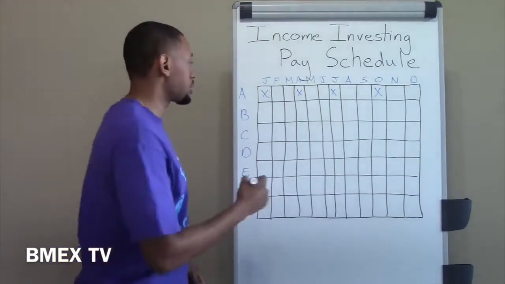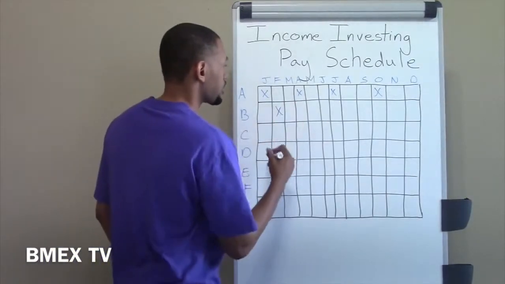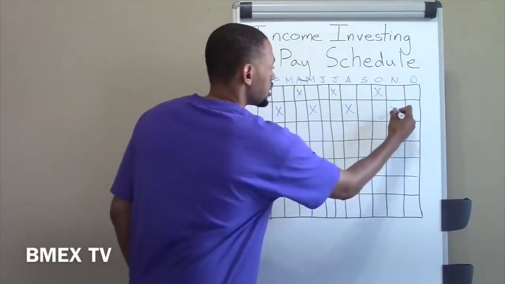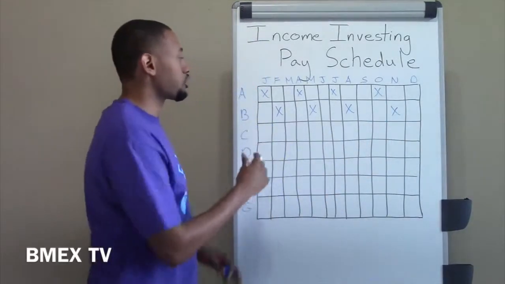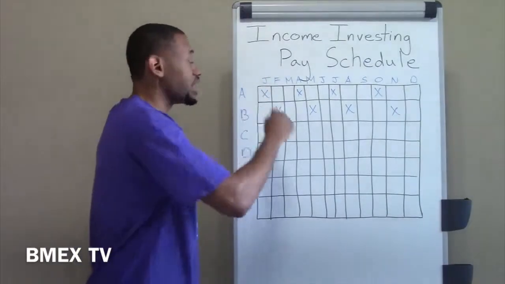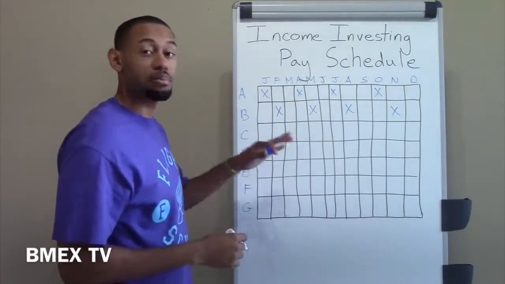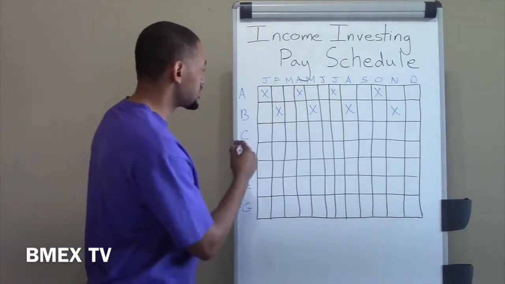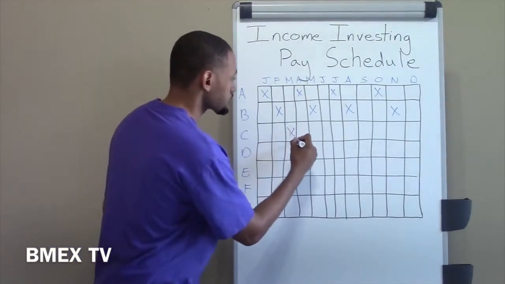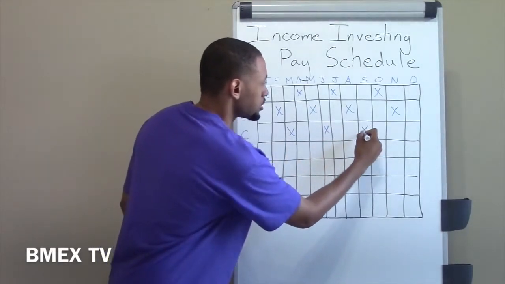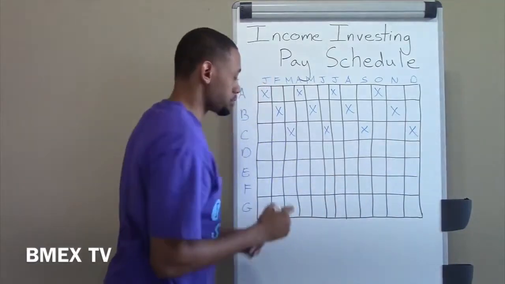Let's say that stock B pays out in February, May, August, and November. Now you already see the pattern here. One stock paid out, then the very next month another stock paid out a dividend. Now let's go to C. Let's say C pays out in March. Then we skip down to June, skip down to September, and then all the way to December.